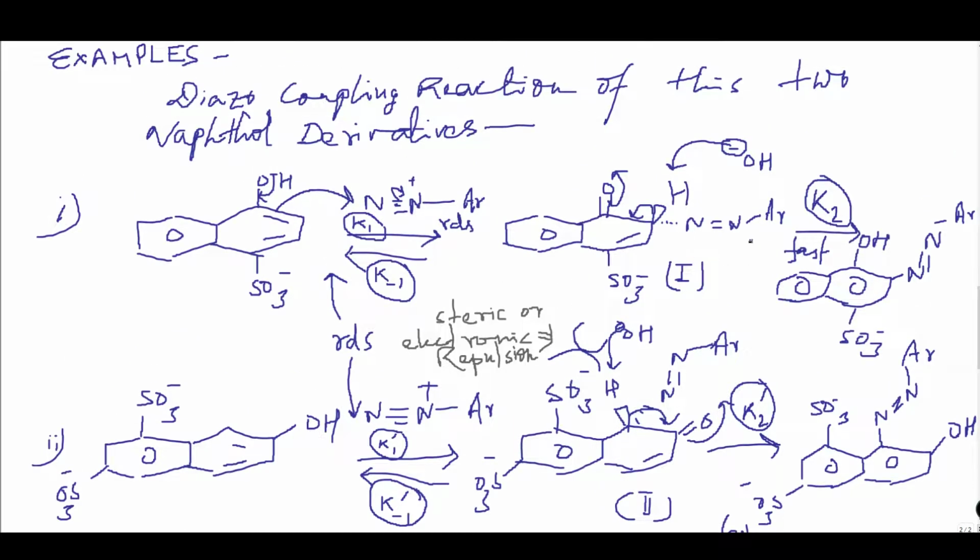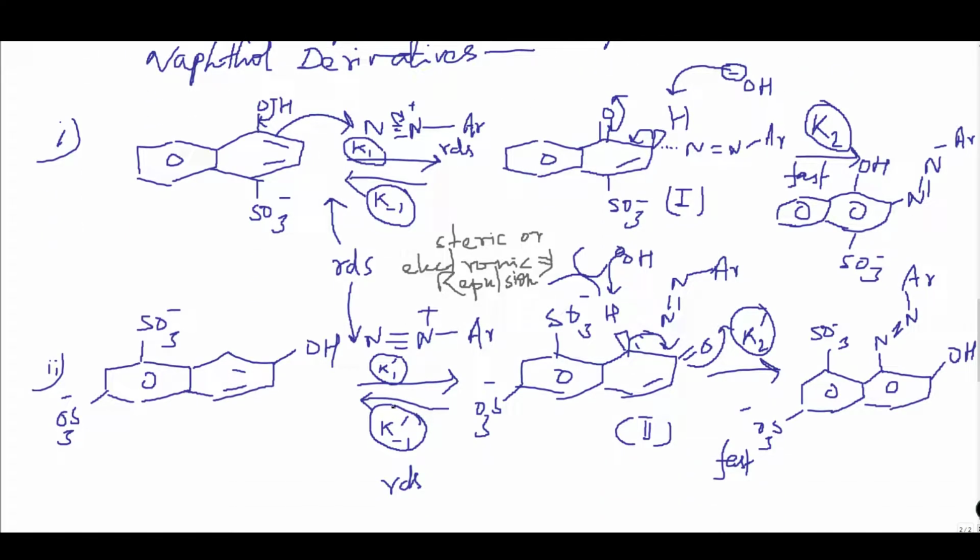So in the first case, as we see, the first step is almost identical for these two reactions. The attack on the diazonium salt by the phenolic system, in this case the alpha-naphthol system, and in this case the beta-naphthol system. And obviously the backward step is also the same for these two reactions, since the decomposition of this carbon-nitrogen bond is essentially the same for both, since there are no additional factors affecting this carbon-nitrogen bond breaking.